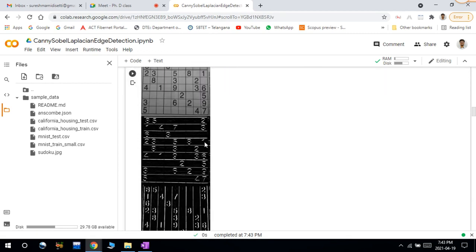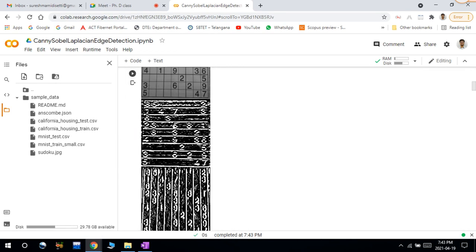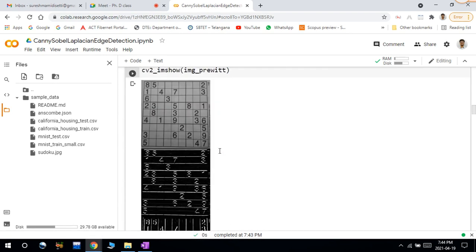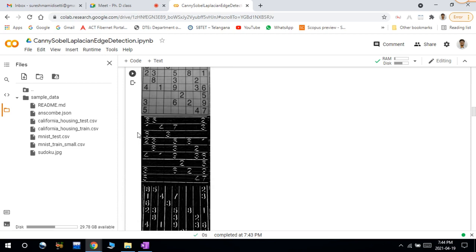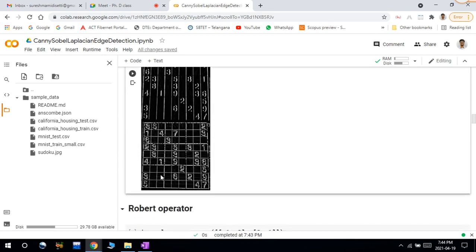In case of this Prewitt x, when compared with the Sobel operator, it is somewhat better. It is mostly removing that particular noise, and it is finding edges in the x direction and in the y direction. After this it adds both x and y, so it is also finding the edges.